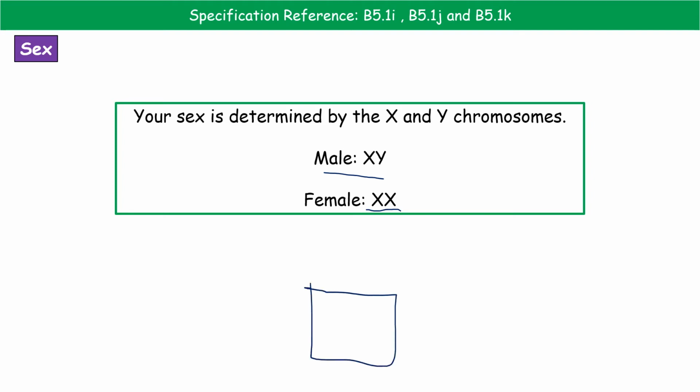If we wanted to show how that was inherited, very simply, you would have the female, the male, and then all you do is just fill it in, just like we did before. And in that case, it will always be a 50% chance of either gender.